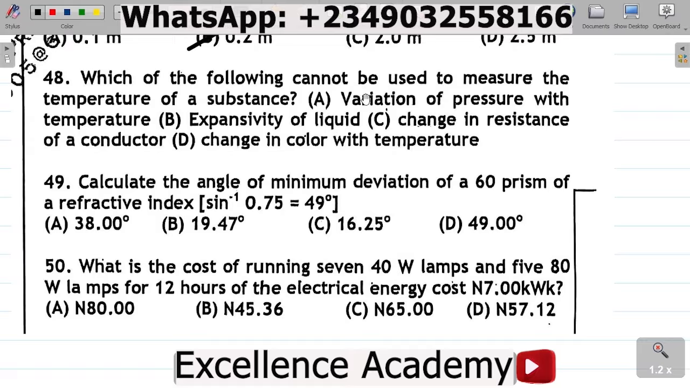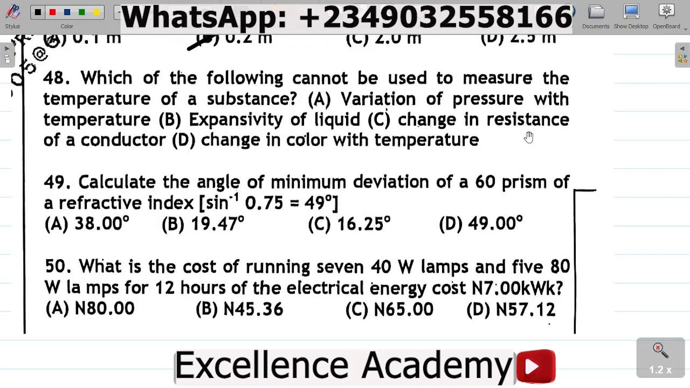So it's used by gas thermometers to measure temperature. So that can be the answer. B, talking about expansivity of liquid. Note that expansivity of liquid is used by bimetallic thermometers, and hence that's what they use to measure temperature. So that cannot be the answer.